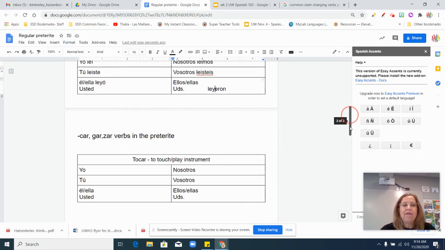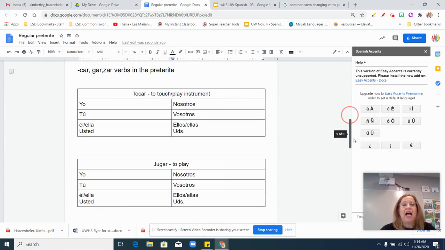All right, then we have another set of spelling changes. They're only in the yo form. Otherwise, it's the same ending. So tocar is still an AR verb. Take off the AR. And if we just did it like a regular AR verb, you would pronounce it toce. But we want to say toque. So that C changes to QU in the yo form. Toqué. All the other forms are normal.